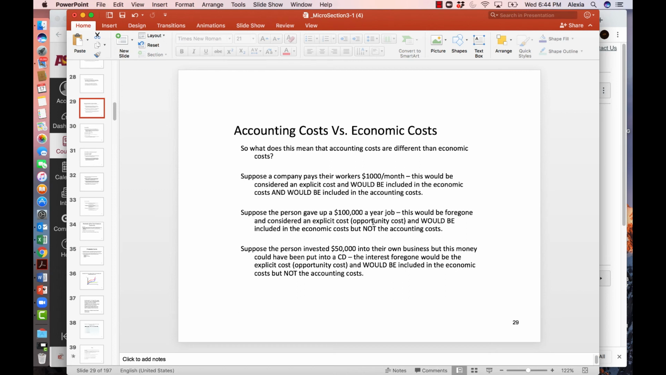Another example, suppose a person invested $50,000 into their own business, but that $50,000, they could have put into a certificate of deposit and be making some interest. So the interest that you forgo would be an opportunity cost as well. Again, that would be something the economists would want to include. So economists, when they define total costs, include what you're giving up.